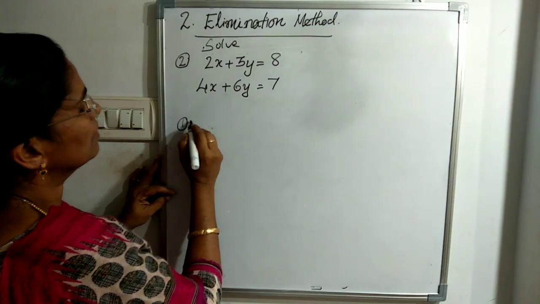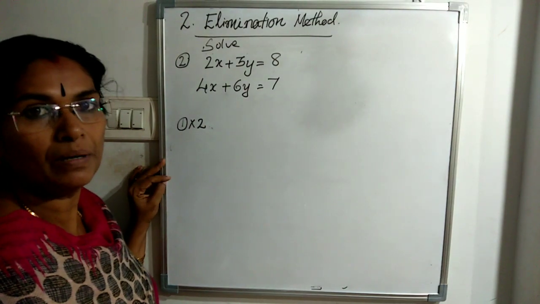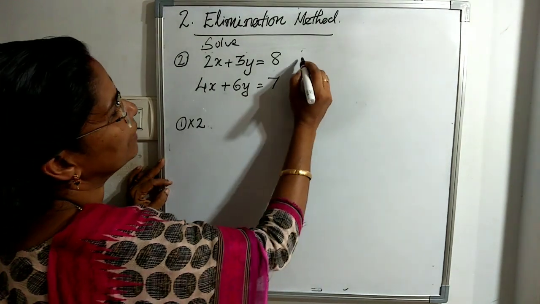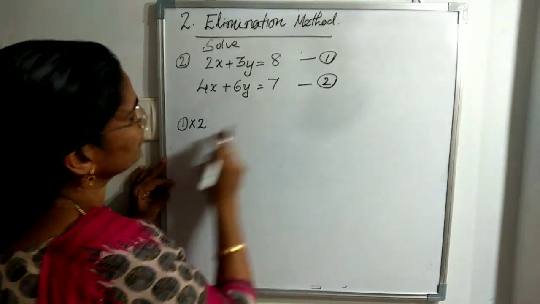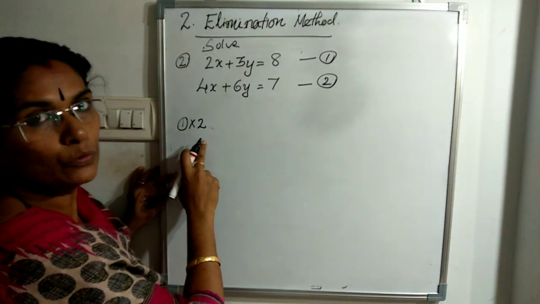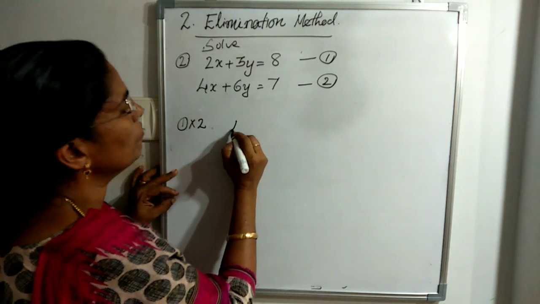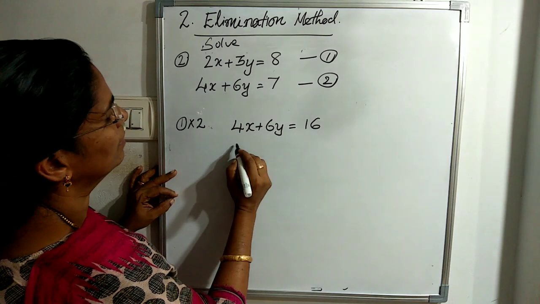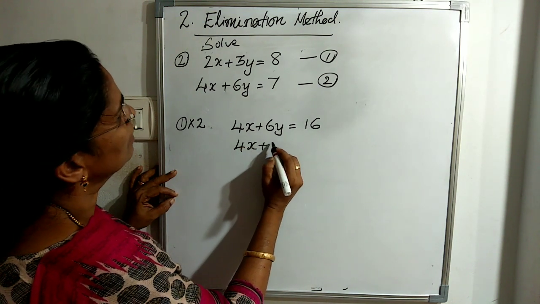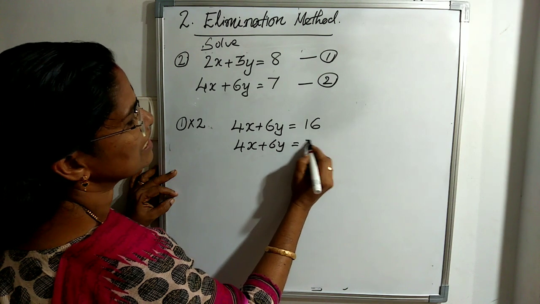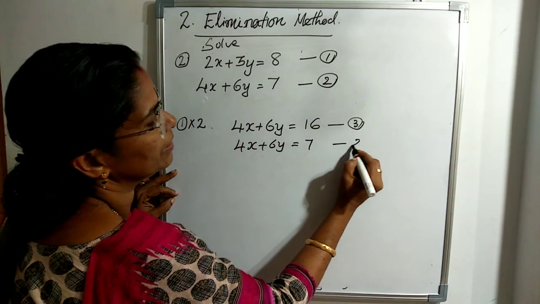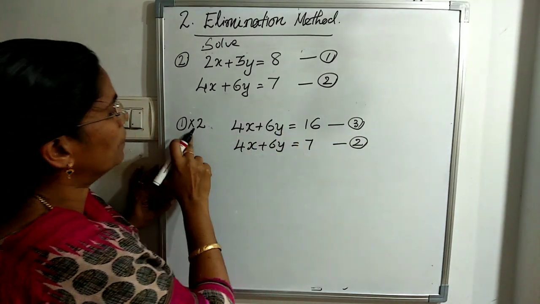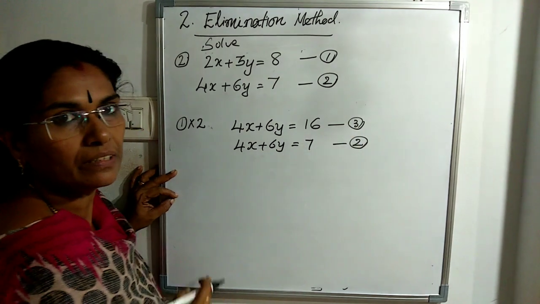Our first step is making the coefficient of one variable the same. So multiply the equation by 2. Make the first equation equation 1 and the second equation equation 2. Now multiply the first equation by 2, and it becomes 4x + 6y = 16. The second equation, 4x + 6y = 7, has no change, so we write equation 2 itself. But the first equation we changed by multiplying with 2, so we write it as equation 3.